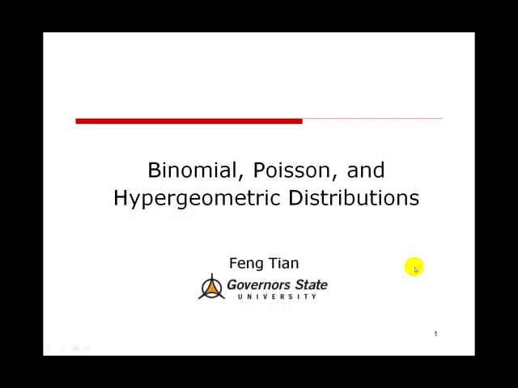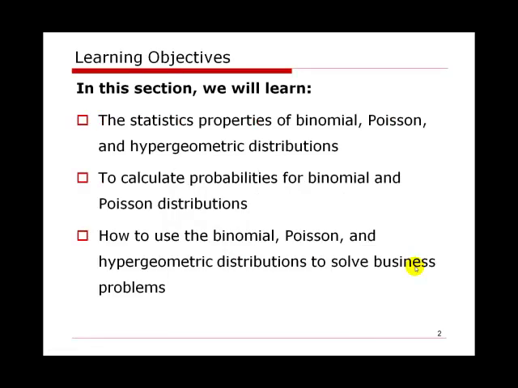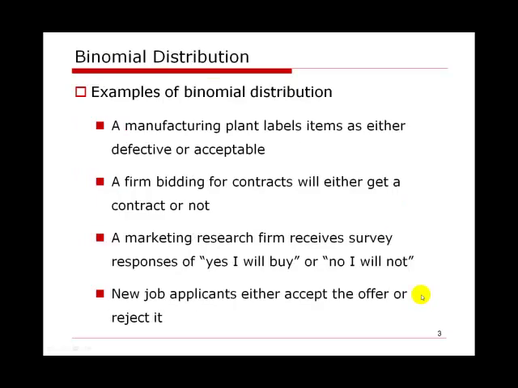Today we will introduce a few important discrete probability distributions. In this section we will learn the statistical properties of binomial, Poisson, and hypergeometric distributions. We will also learn how to calculate the probability for a given binomial and a Poisson distribution. Also we will talk about the characteristics of each of these distributions and how to use these distributions to solve business problems. So first, let's take a look at the binomial distribution.